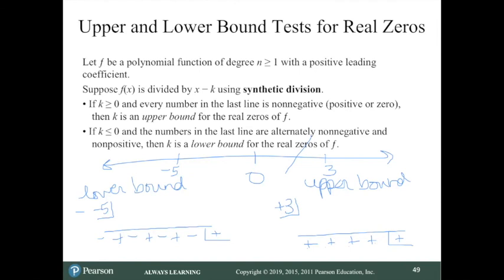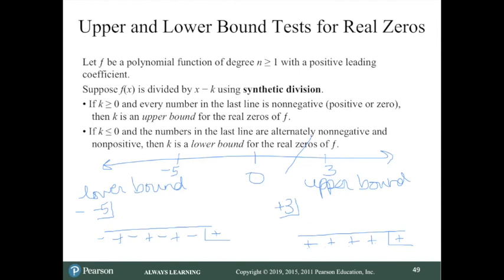For the lower bound, if I'm testing a negative number and the answers alternate, so that could be 5, 0, 2, -7, 13, 0, right? 0 can be counted as either positive or negative as long as it counts in that alternating way. Then you don't have to test any numbers below -5 in this example. Okay, we'll do an example for the lower bound test next class, but I just wanted to tell you that there is a way to know and kind of introduce it to you.